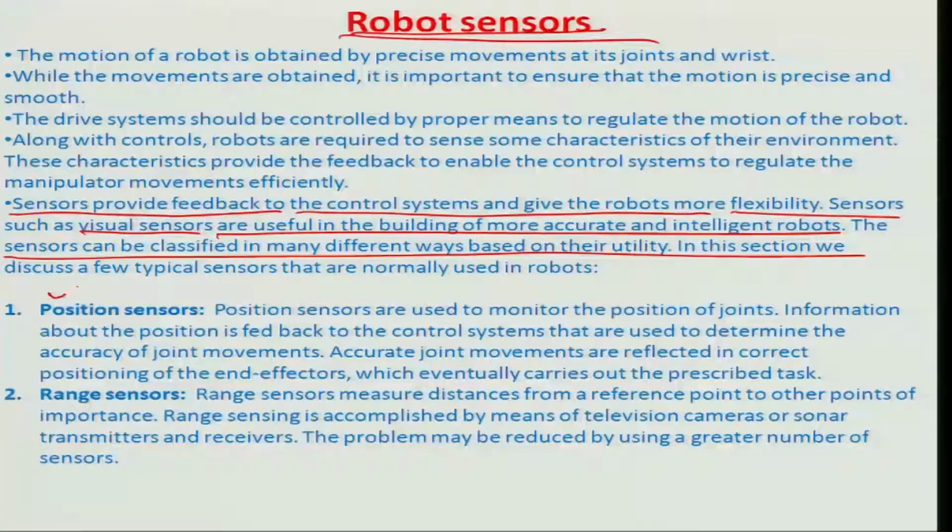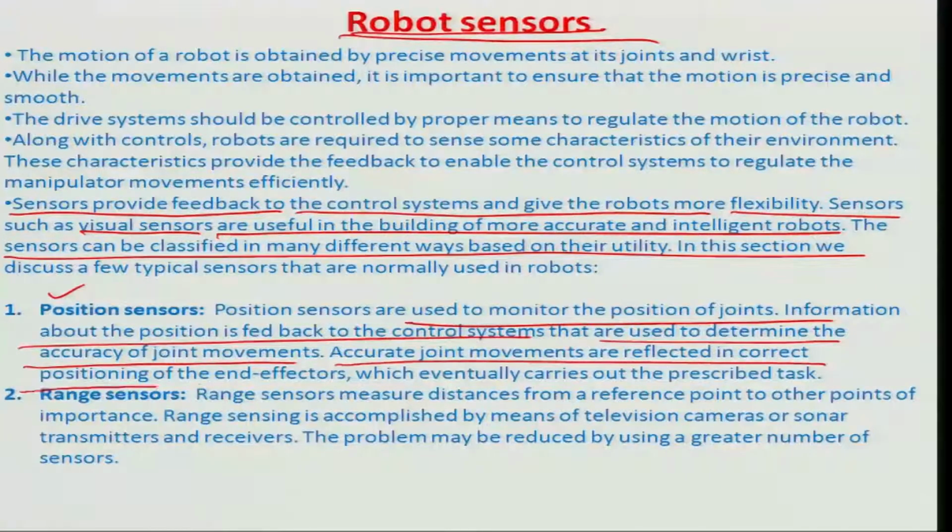For example, you can have a position sensor which is used to monitor the position of joints. Information about position is fed back into the control system, and that is used to determine the accuracy of the joint movements. Accurate joint movements are reflected in correct positioning of the end effectors, which eventually carry out the prescribed task. Then there are range sensors which talk about the range of operation.